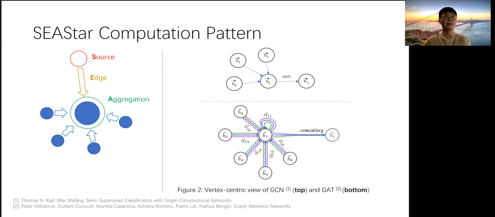We show two examples of this Seastar pattern on the right. On the top is graph convolutional neural networks, or GCN. GCN simply aggregates neighbors' features by summing them up. Below is the graph attention neural network, or GAT. It additionally computes an attention score on each edge, which indicates the importance of different neighbors.